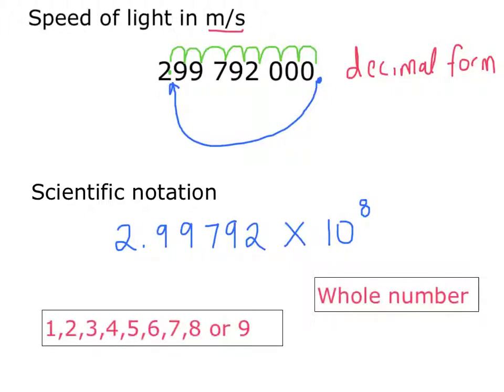One further thing I would like you to note is that for a number to be in scientific notation, this value here will always be a single digit and it won't be a zero. And also that this value here will always be a whole number.